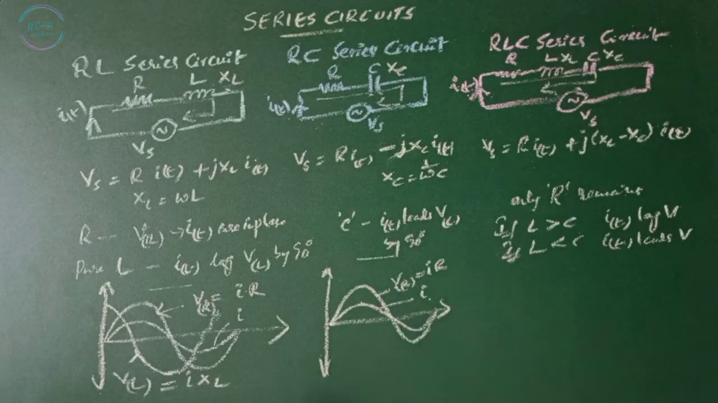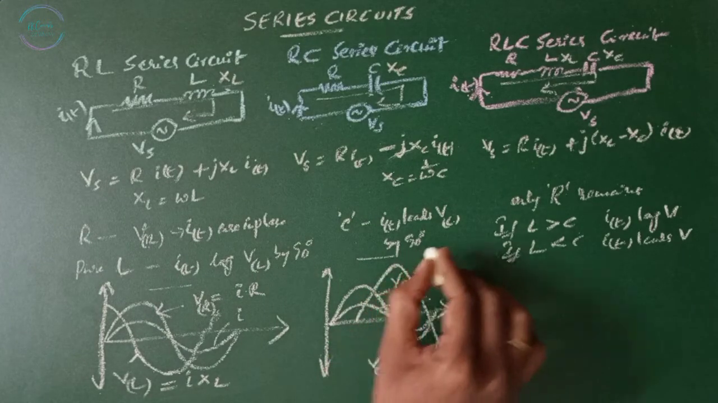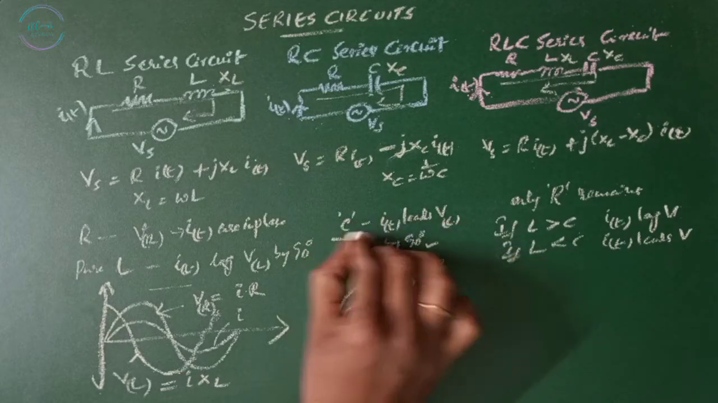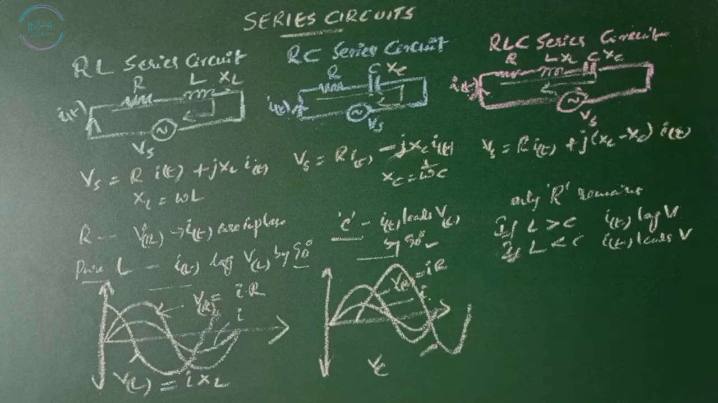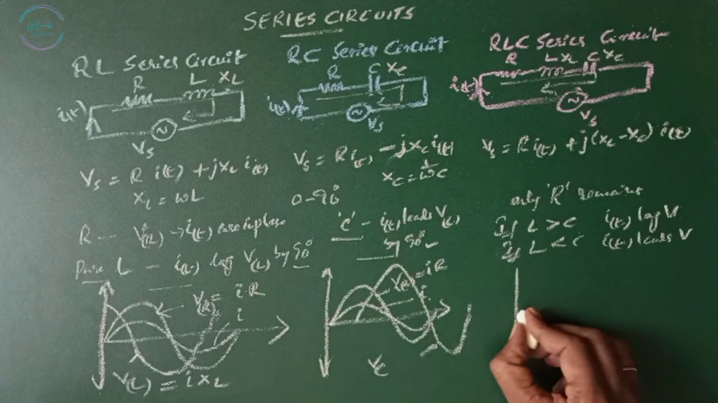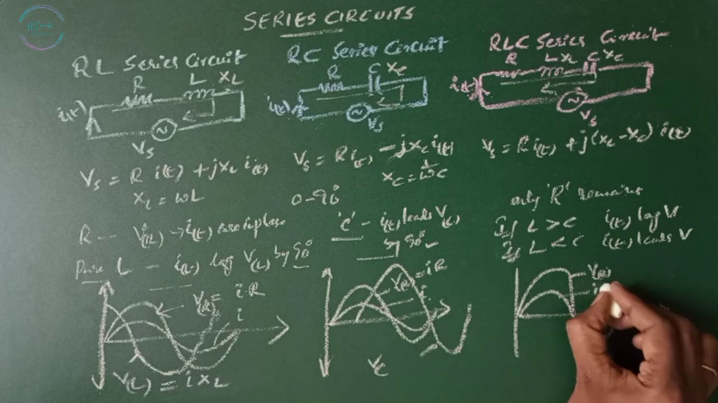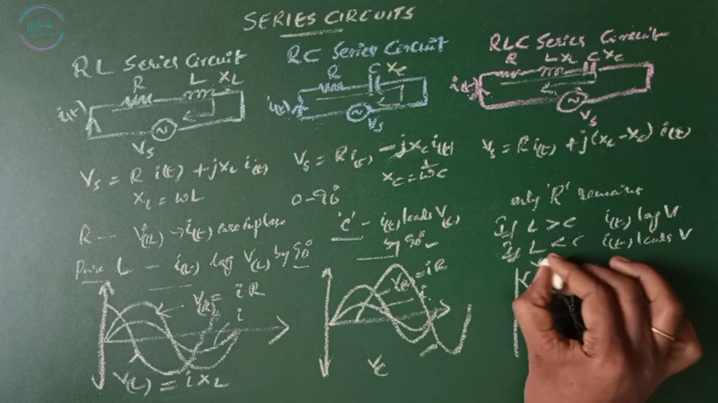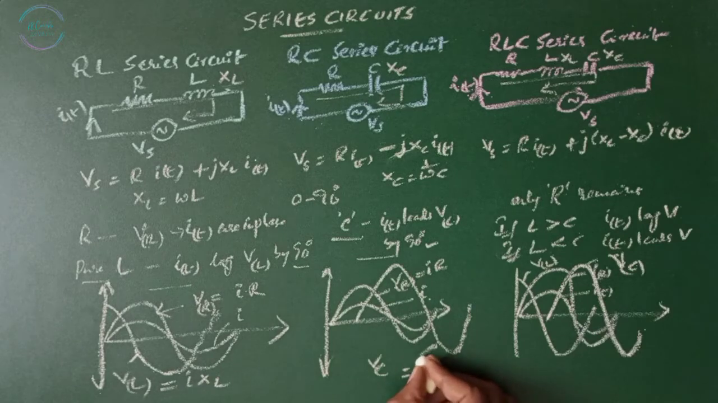Here I of t leads VC, or VC lags I of t. This is my VC, and this angle is 90 for a pure capacitor. This angle is 90 for a pure inductor. If it is not a pure inductor, if it is not a pure capacitor, the angle will be between 0 and 90 degrees. Here we have I of t, VL, VC, where VC equals I XC.